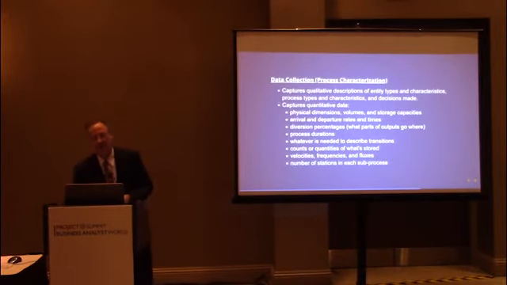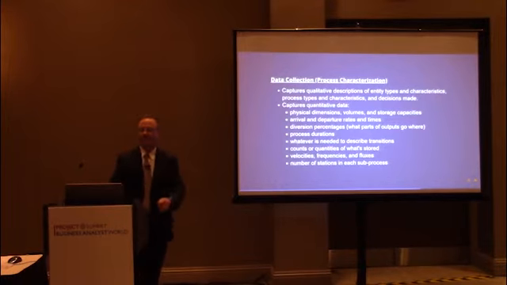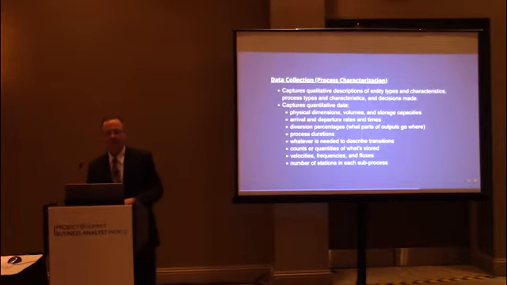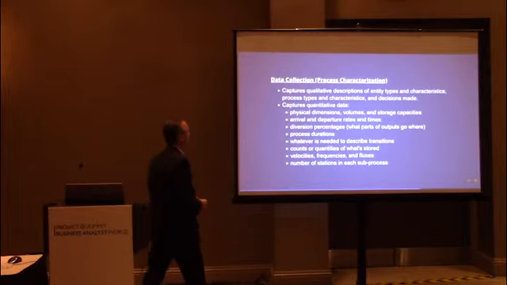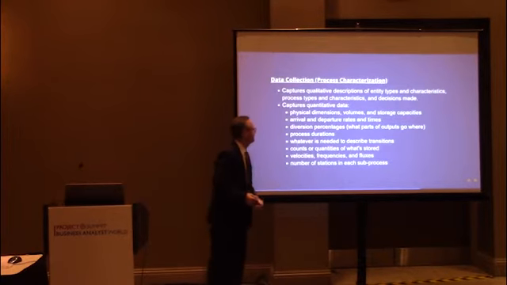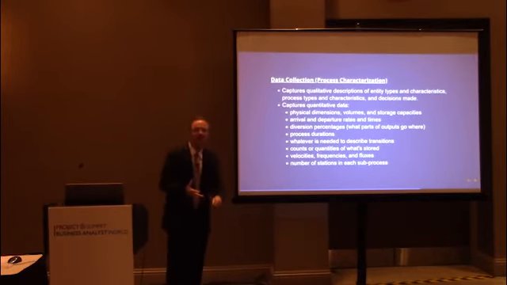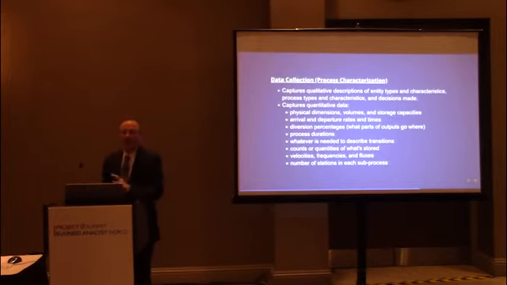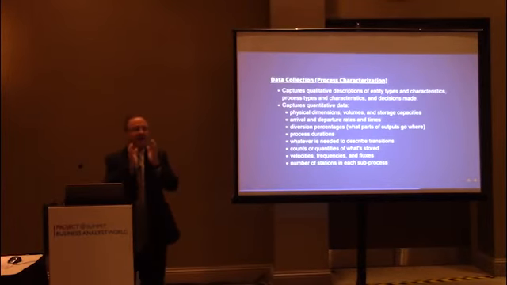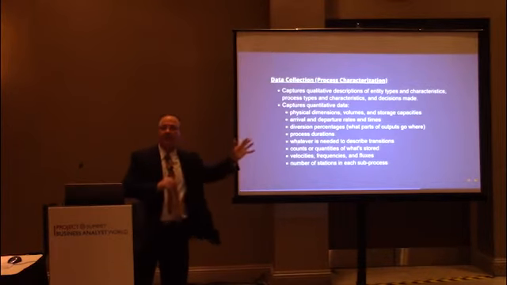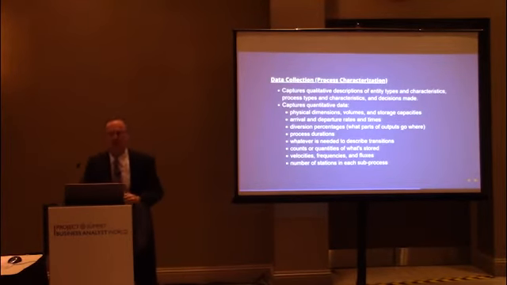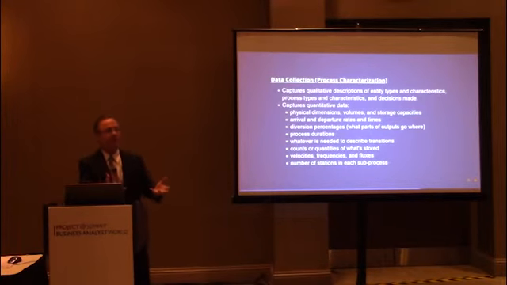Here's data collection. I wasn't looking for that slide. So here are the kinds of things you can get. How often things show up, how big they are, how many show up. If they leave, how much goes here, how much goes there. Might be random, might be stochastic, might be deterministic. How long things take.